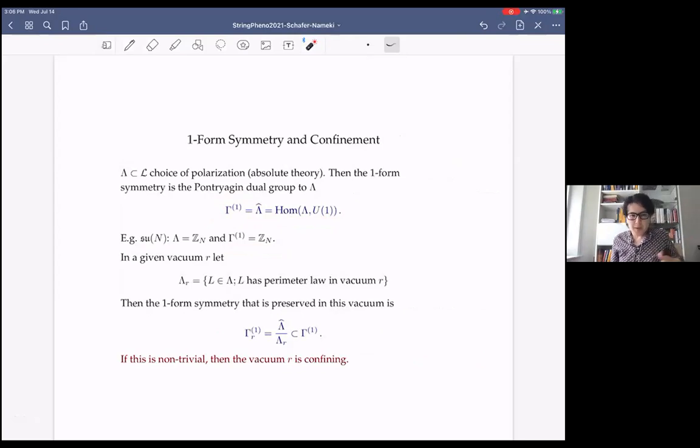Since we'll be talking about confinement, an interesting question is, do all the lines in this group actually have to have area law? If we actually have lines that have perimeter law, we should quotient them out. And in a given vacuum, R, the one-form symmetry that's preserved should then be the quotient of Λ hat modulo the perimeter law lines. And if this quotient is non-trivial, then the theory is confining.